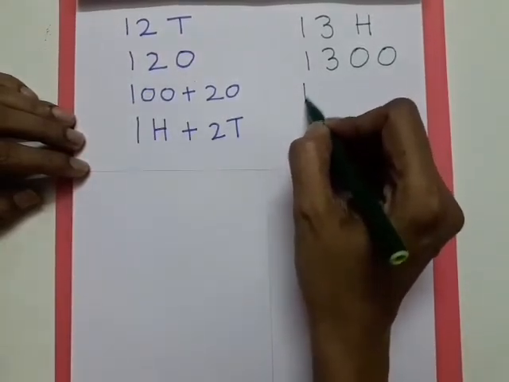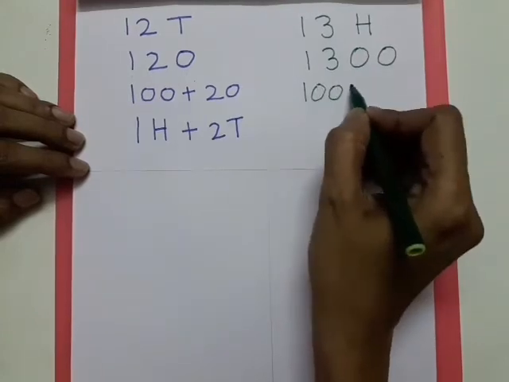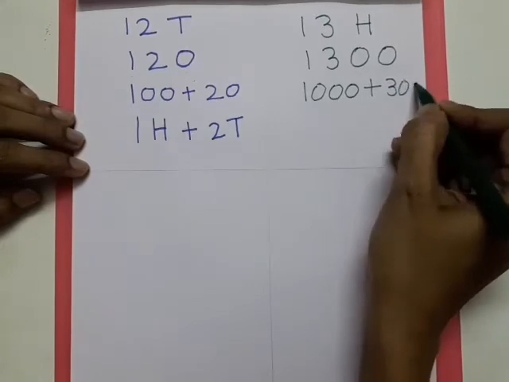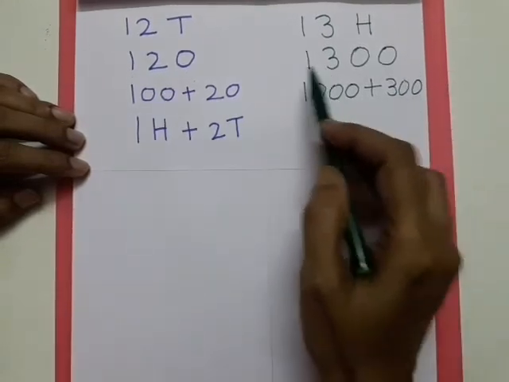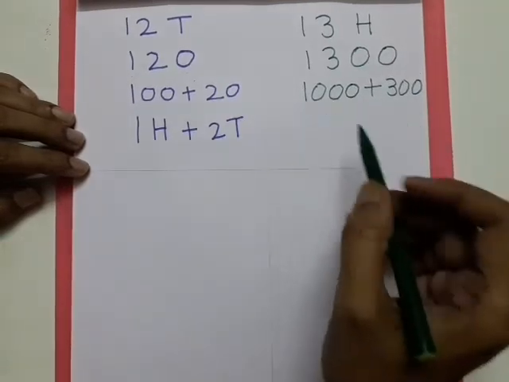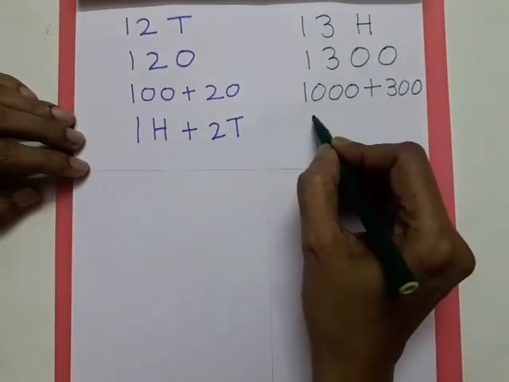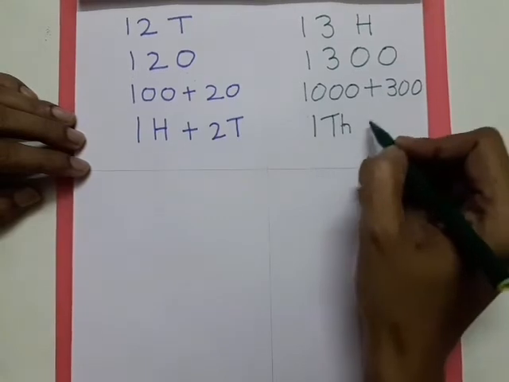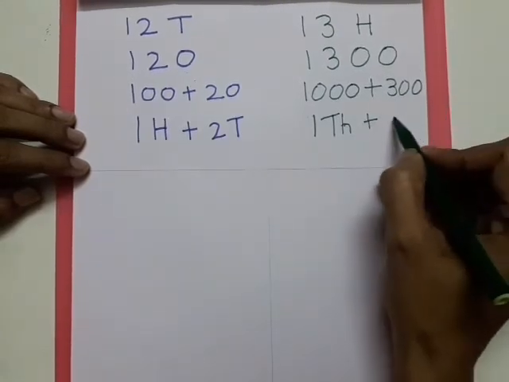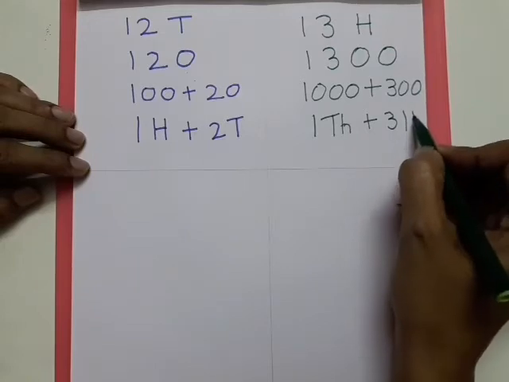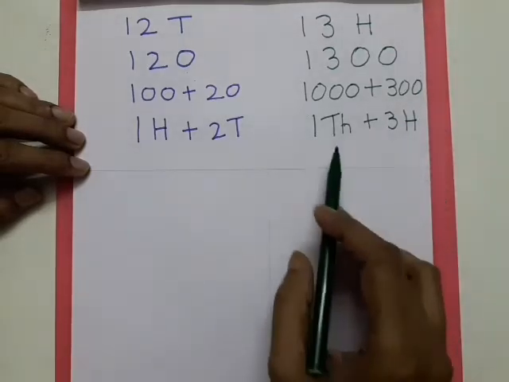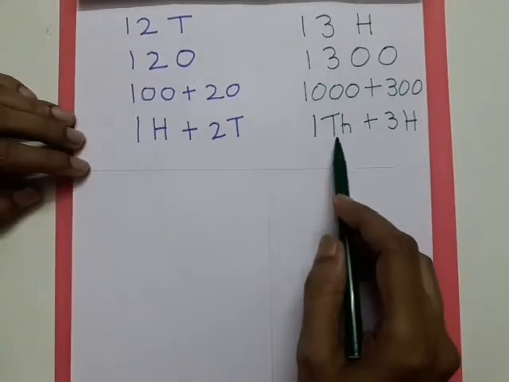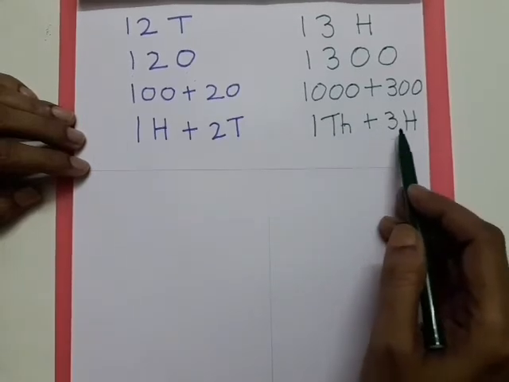That is 1000 plus 300. Okay, so we showed this number in the expanded form. Now 1000 I will write it as 1 TH plus 300 I will write it as 3H. Now this we are going to do in a sum. That is 1000, that is 1 TH plus 300.